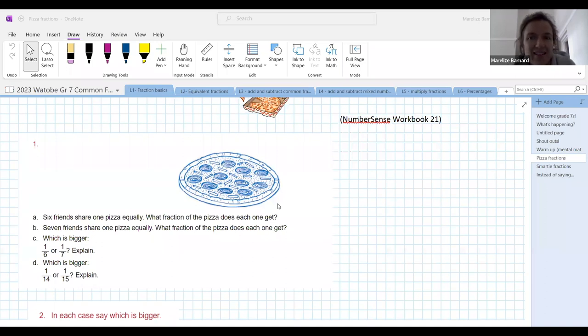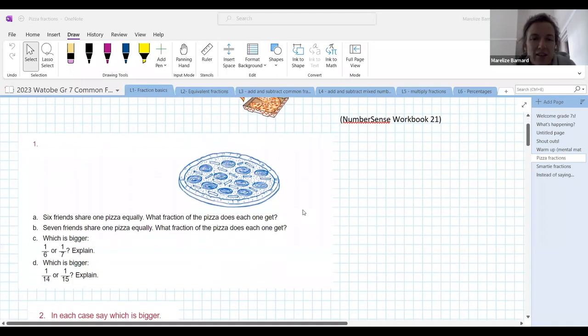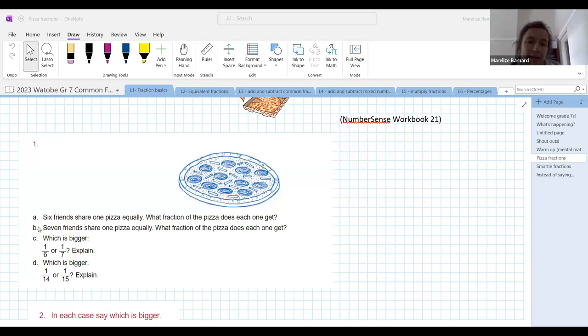get better at it. Okay, so pizza fractions. We're going to just use a pizza today to think about a few things about fractions. So let's read the first question. 6 friends share one pizza equally. What fraction of the pizza does each one get? Put it in the chat. 6 friends share one pizza equally.